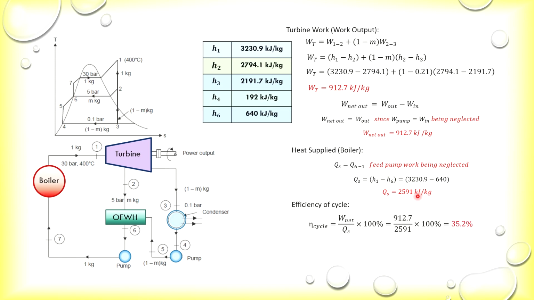From there, we can find the cycle efficiency, which is net work over heat supply. So we got 35.2%. Then if we want to find the specific steam consumption, we simply take 3,600 divided by the net work, which is 912.7. So we got 3.94 kilograms per kilowatt hour for the specific steam consumption.